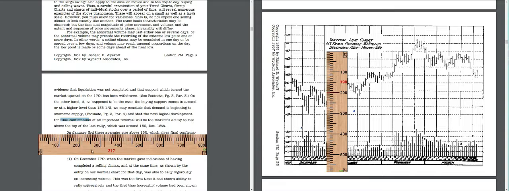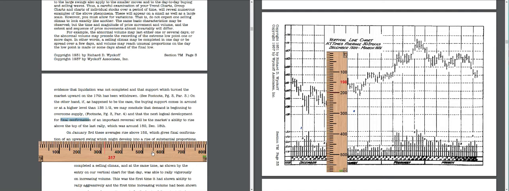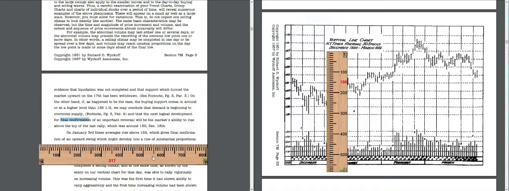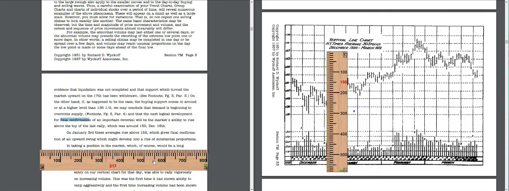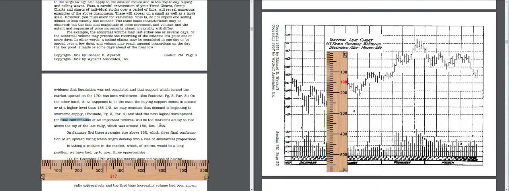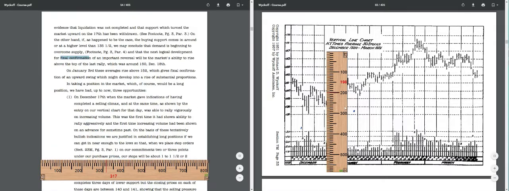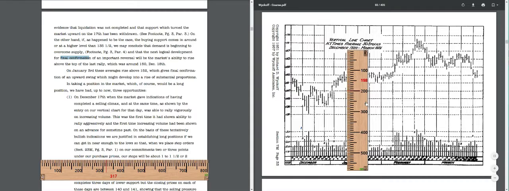On January 3rd, these averages rise above 152. 152 is the high, so it makes a higher high, which gives the final confirmation of an upward swing that might develop into a rise of substantial proportions. Alright, so at this point, I'm right over here.